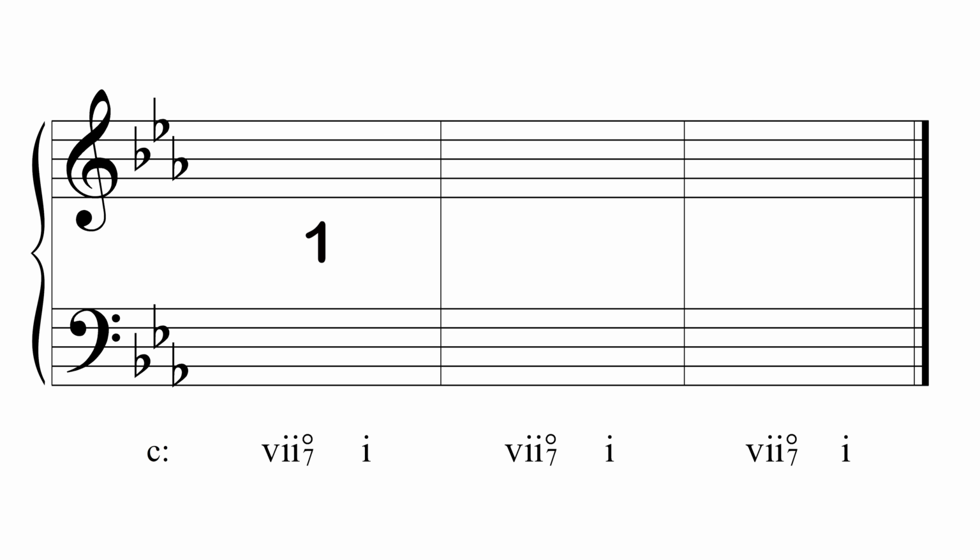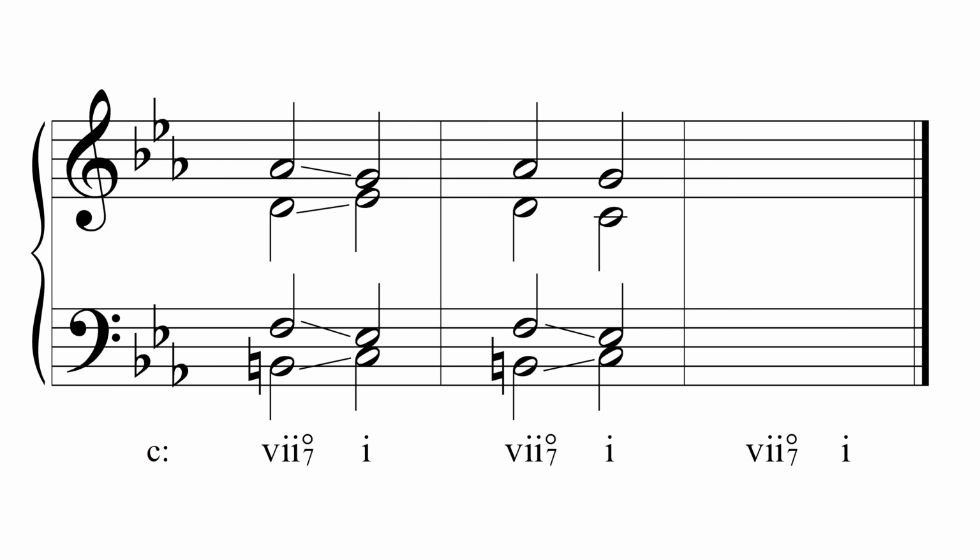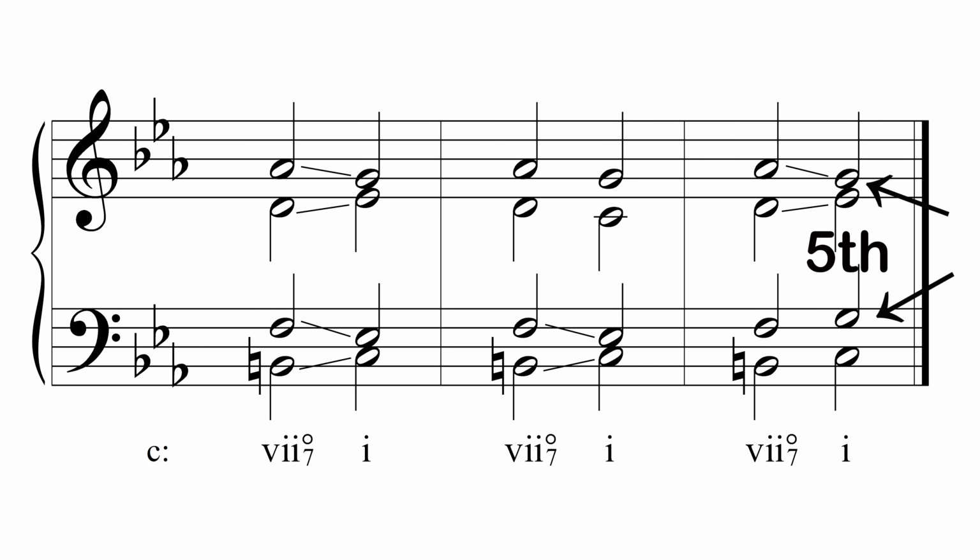There are 3 ways to resolve the full diminished 7/7 chord to the 1 chord. Each way doubles a different member of the 1 chord. First way resolves both tritones and doubles the 3rd of the 1 chord. The next 2 resolve only 1. This one doubles the root of the 1 chord. This one doubles the 5th of the 1 chord.